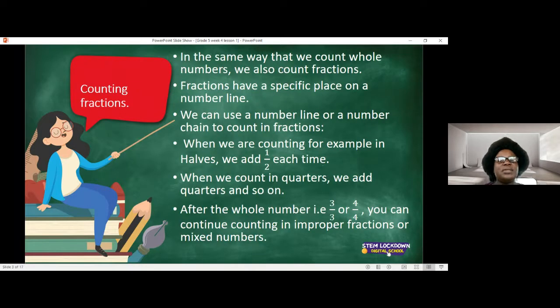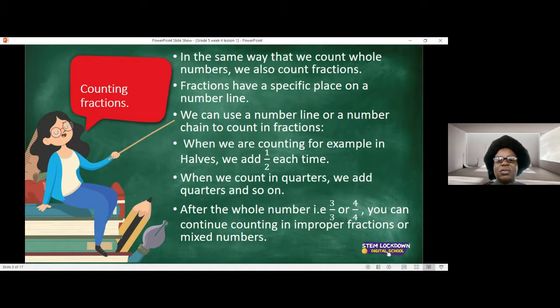About counting fractions, remember the same way that we count whole numbers, that's the same way that we also count fractions. With whole numbers, I spoke about a number line. So also the fractions, we can find them on a number line. Fractions have a specific place on a number line, and we can use a number line or a number chain to count in fractions. When we're counting, for example, in halves, we have to add half each time. I'm going to show you. And when we count in quarters, we have to add quarters and so on.